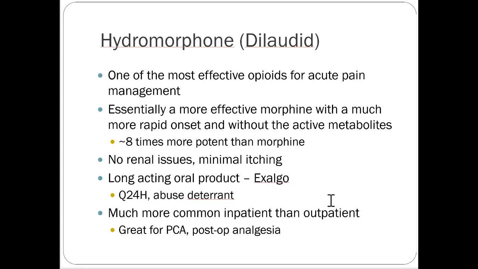Hydromorphone is Dilaudid, and Dilaudid is probably one of the most effective opioids for acute pain management. It's a highly popular choice post-surgical. It's really popular in the ED for acute pain. It works quickly. It doesn't have extra metabolites. You can use it in renal failure patients. It's essentially a more effective morphine with a much more rapid onset and without the active metabolites. It's about 8 times more potent than morphine.